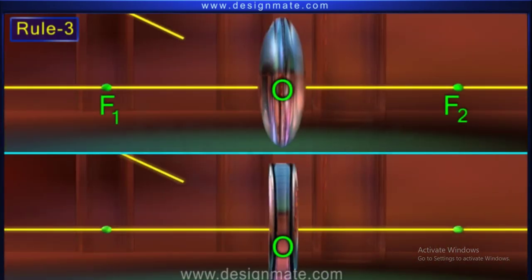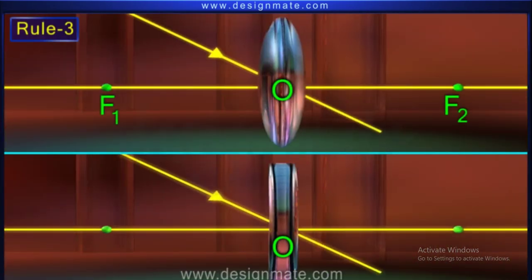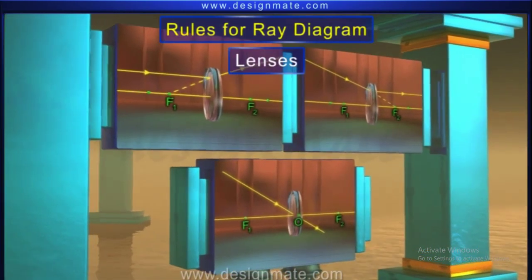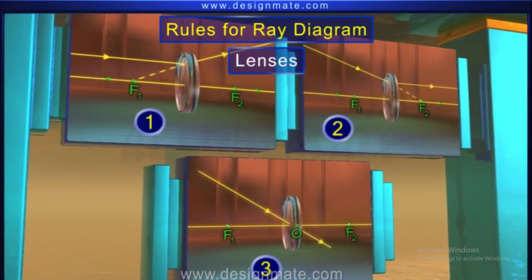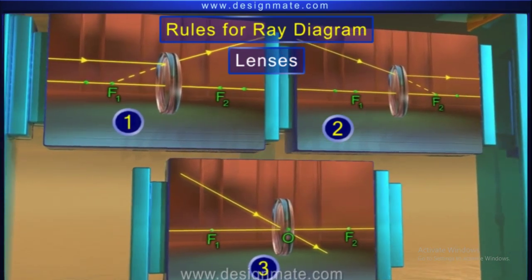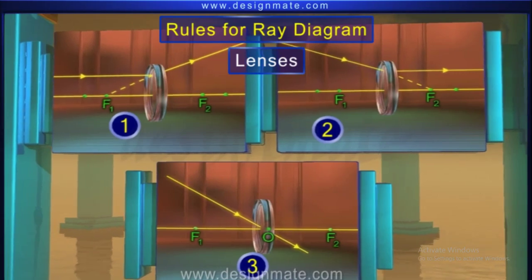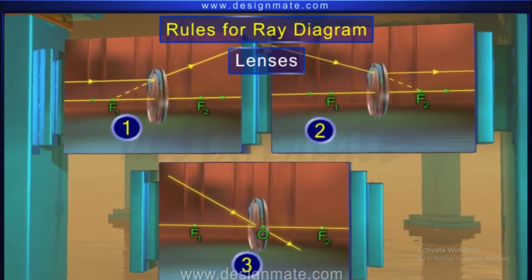3. A ray of light passing through the optical center of a lens will not undergo any deviation, rather it emerges straight along its path. Thus, using these 3 rules for construction of the ray diagram, we can understand how images are formed in lenses. We will also study the working of various optical instruments later using the ray diagrams.